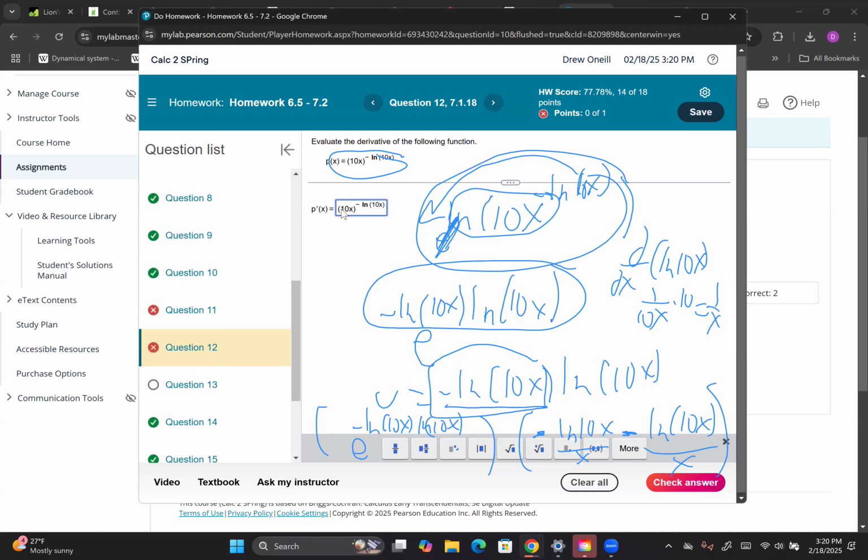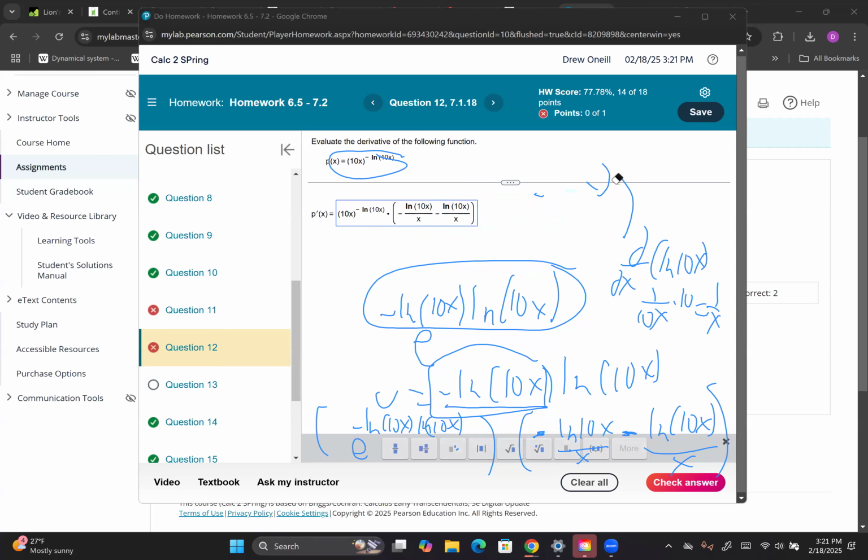So that's the e to the u part, but the e and the ln cancel, so it's really just u times negative ln 10x over x minus ln. So I just want to show you guys this because you might actually have the right answer, in which case on the exam you get full credit. Let me erase this so you can see it. So this is the answer I'm giving to Pearson, which is right.